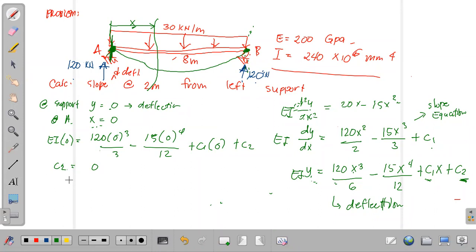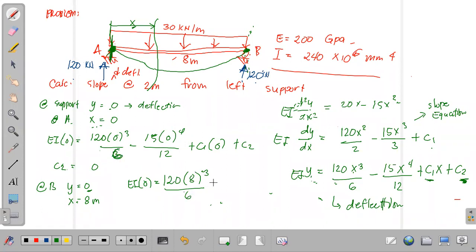Okay? So, paano natin kukunin yung value ng C1? Gamitin natin yung isang support. So, at support B, yung deflection natin, 0 pa rin. Pero ano yung value ng x natin? Meron tayong value ng x kasi nag-start tayo dito gumawa ng equation. So anong value natin ng x? 8 meter. Okay? So pagka sinubstitute nyo ito sa ating deflection equation, y is equal to 0, x is equal to 8. Masosolve natin yung value ng C1. Kasi meron na tayong value ng C2, diba? 0. So, isubstitute nyo lahat yan. Okay, so 0 is equal to 120x to the third power over 6.